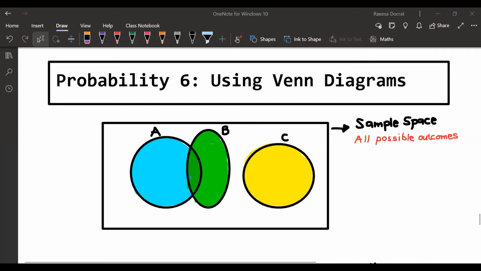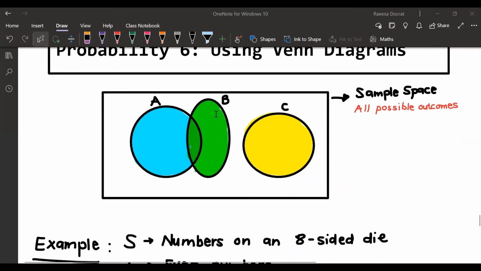And then what we can have is events that would form a subset of that sample space. So you have different definitions of events, and you can then put in which events apply. Sometimes events overlap, like in the case of A and B, or events don't overlap. There's no common event between two things, like B and C or A and C. So we'll have a look at an example and an exercise, and hopefully you'll understand the concept well.